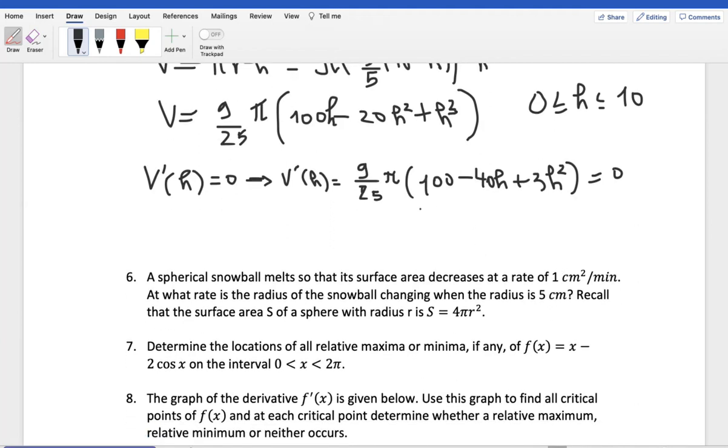And if you solve for this, because it's a quadratic equation, if you solve for h, you'll find that there are two solutions. A solution when h is equal to 10 over 3, or h is equal to 10.